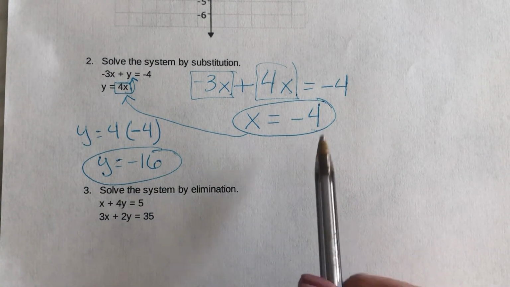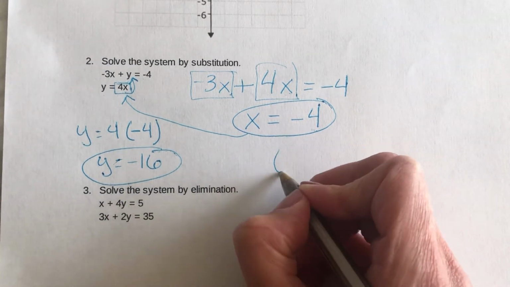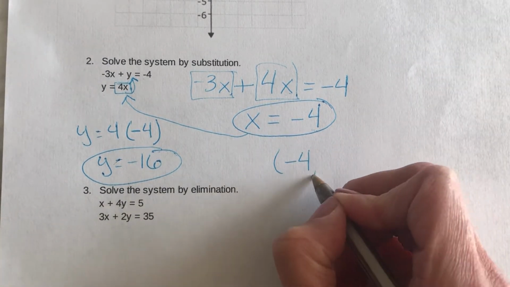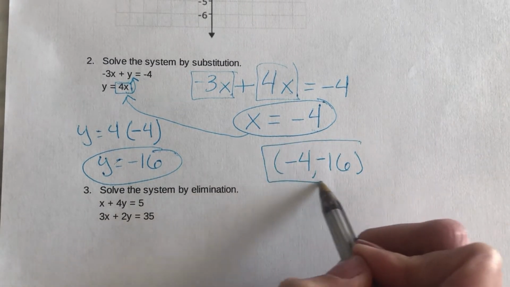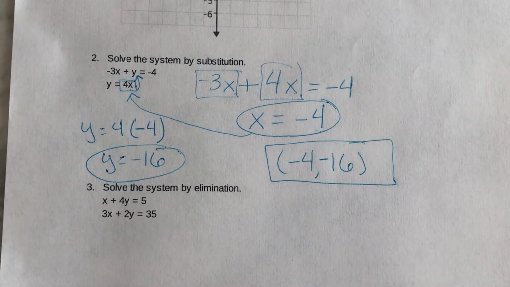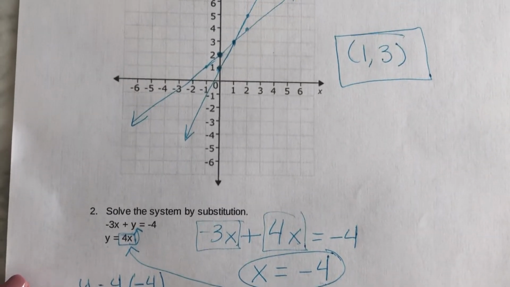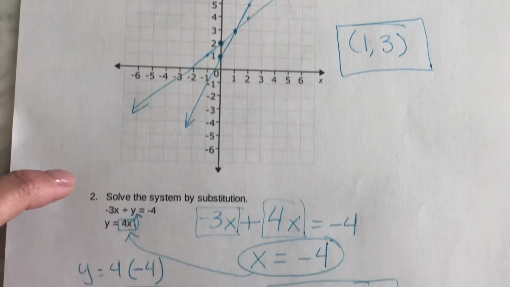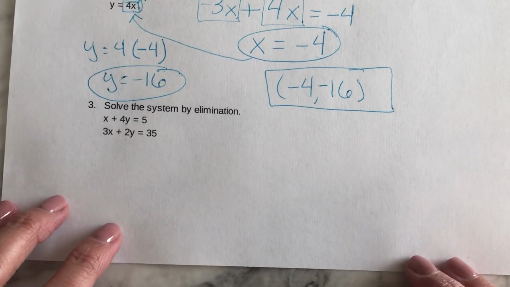Now we know what x is and we know what y is, so we can put them together as an ordered pair. So (-4, -16) would be your answer there. And that's called substitution. The last method is called elimination. So solving systems by elimination. So let's review. We've gone over graphing, substitution, and now the last method, elimination.